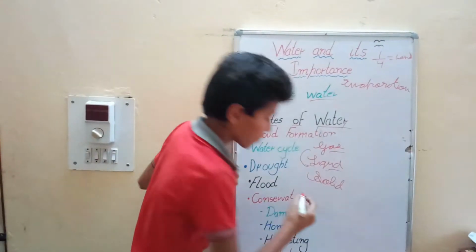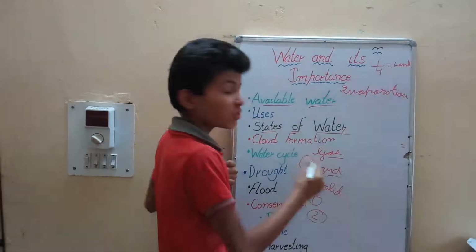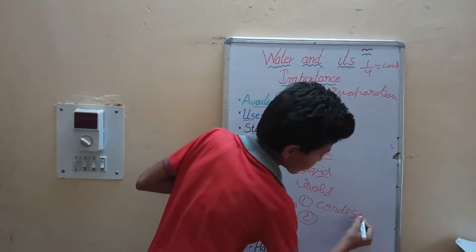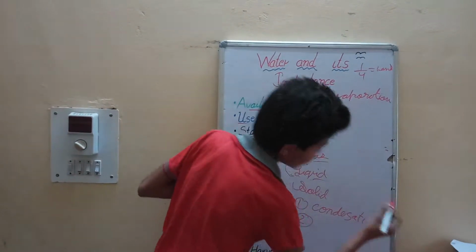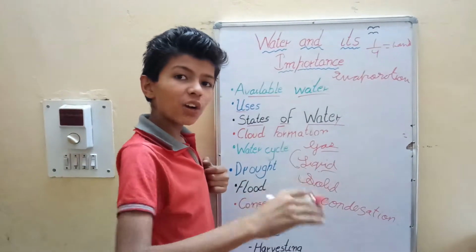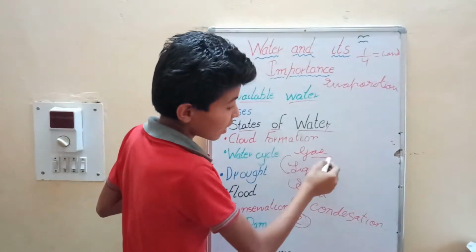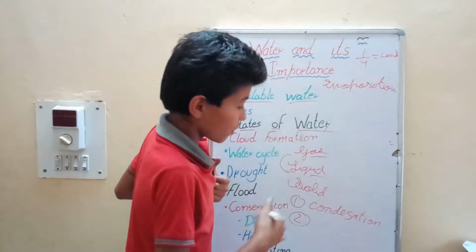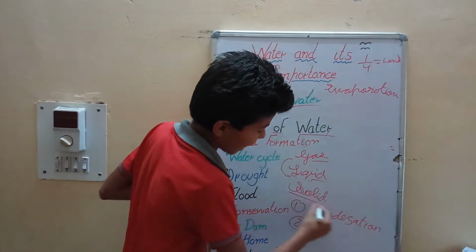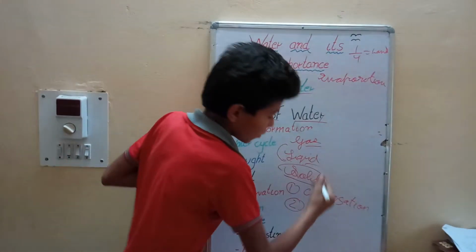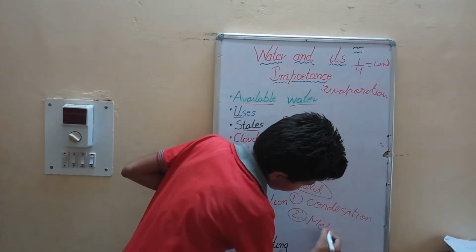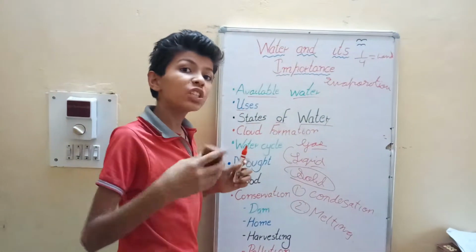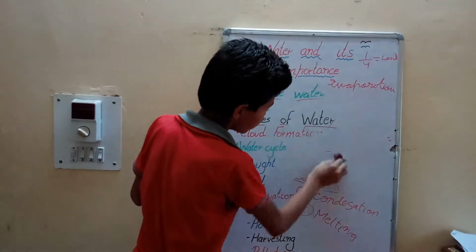We can get liquid in 2 ways. First, from gas, which is condensation. What is condensation? Condensation is a method of converting the gas into liquid by decreasing the temperature. And number 2, from solid, which is melting. We can melt an ice cube to get a liquid form or water droplets.